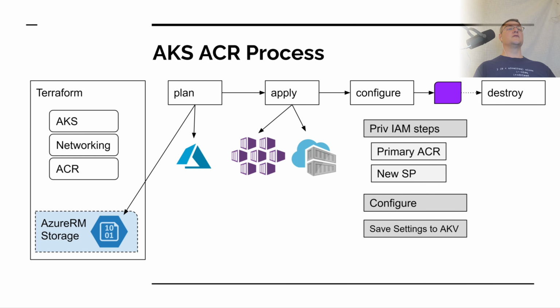We need to rerun it. So doing Terraform plan finds what's the delta between the code and what it finds out in the cloud. And apply applies those changes. So it'll create the cluster and the container registry. And it's in my configure step that I have a little bit of jerry-rigging.